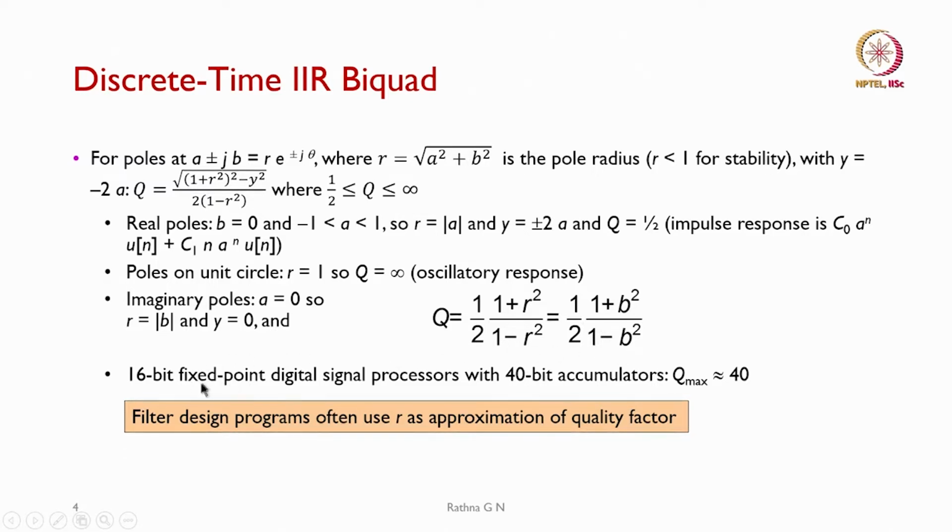In a 16-bit fixed point digital signal processor, a 40-bit accumulator will achieve a Q max of 40. You may wonder, when we took up the architecture, we said the maximum adder length is going to be the 40-bit accumulator. Filter design programs often use R as an approximation of the quality factor.